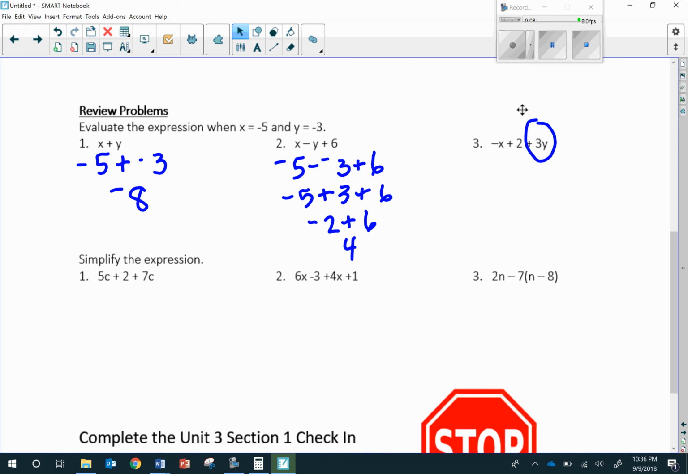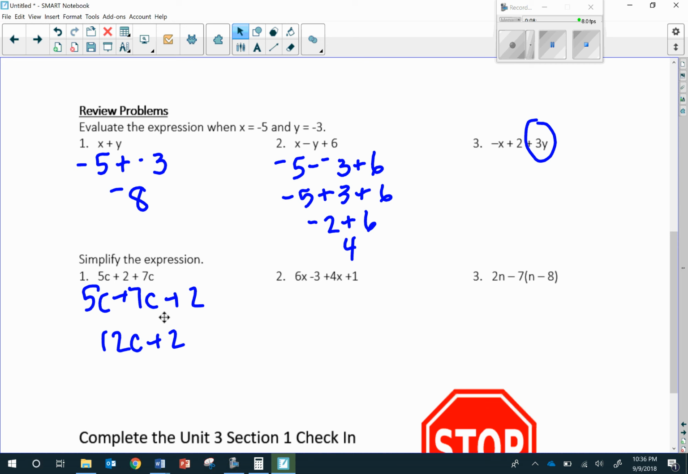And lastly, we're just going to simplify expressions. So we're going to combine those like terms. So in our first example, we're going to have 5c plus 7c plus 2. 5c plus 7c is 12c plus 2.